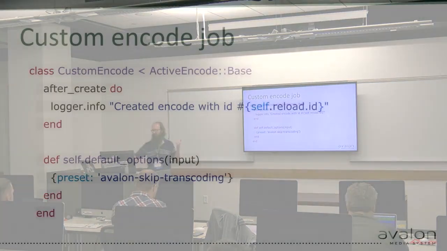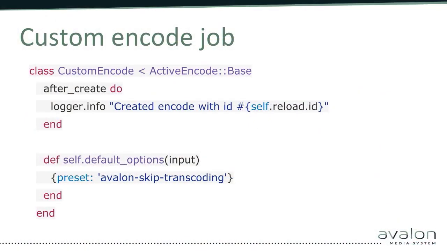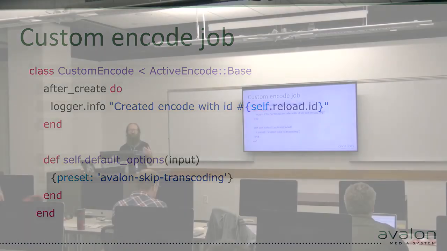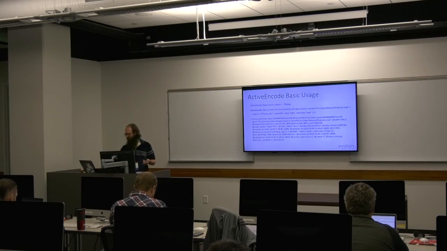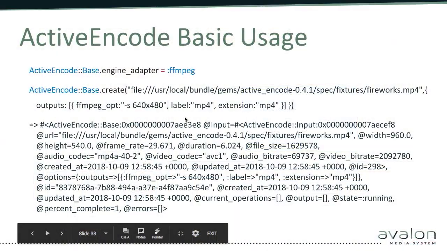Here's what a custom class would look like, a subclass. Just showing this, there's an after_create. It just logs some information, and there's this override of the default options, so for a given class you can have defaults that you're always going to be using. You can specify options within your create call, and those will just get merged together.